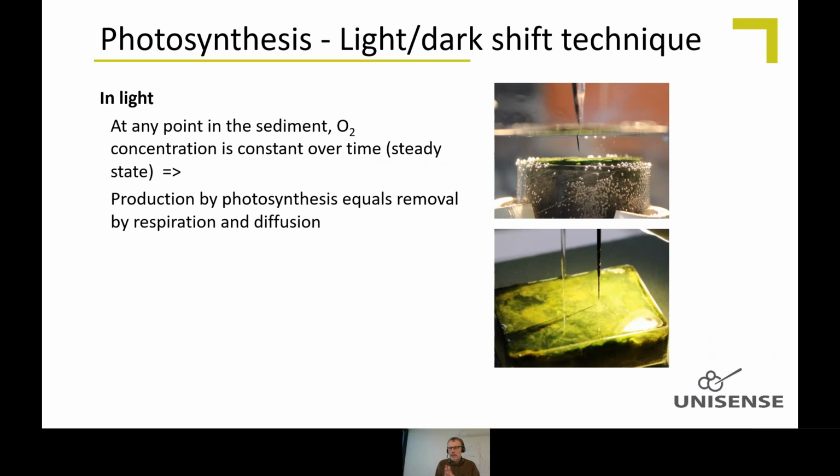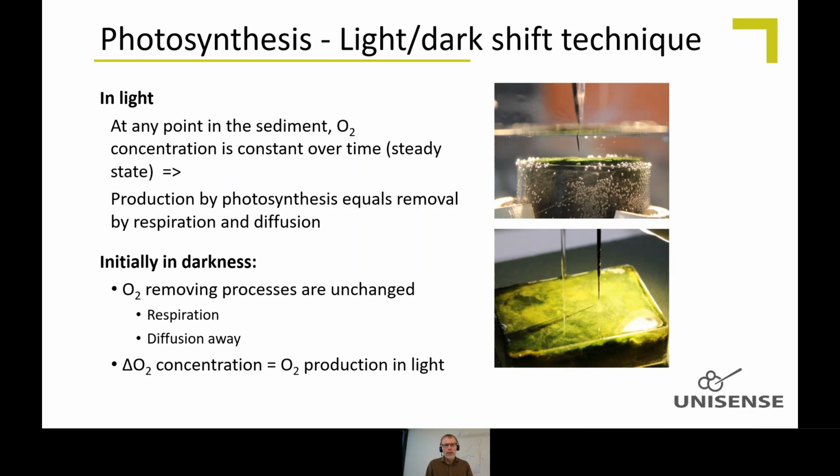So as I promised in the last presentation, I will talk about the photosynthesis measurement using microsensors and the light-dark shift technique. The assumption for doing this is that you place your sediment in light, or your microbial mat or biofilm, whatever it is, and wait until you have steady state so that the concentration profile will not change over time anymore. When that is the case, then the production of oxygen by photosynthesis, in any point down through the profile, will equal the removal of oxygen by respiration and diffusion away from the site.